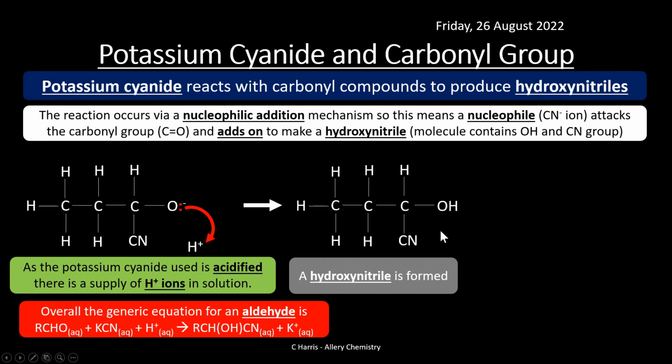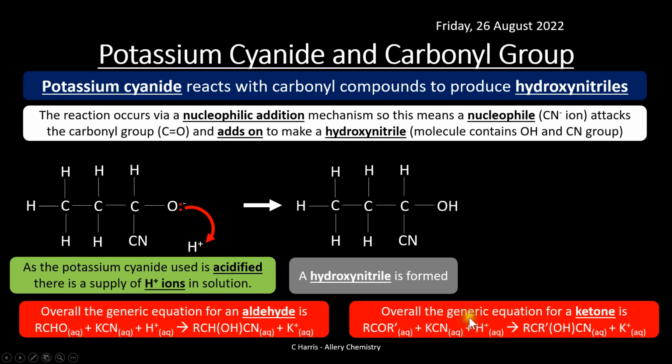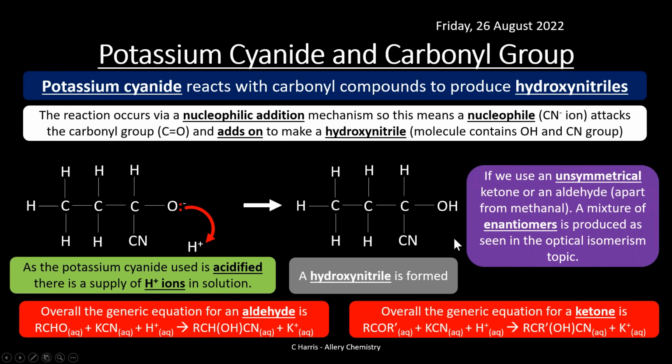Okay. So the overall reaction, as you can see here, this is for your aldehyde, and this is for a ketone. So this reaction will occur for an aldehyde or a ketone. It doesn't really matter. The mechanism is the same. So the only difference is if we use an unsymmetrical ketone or an aldehyde, apart from methanal, then we get a mixture of enantiomers produced in this reaction.